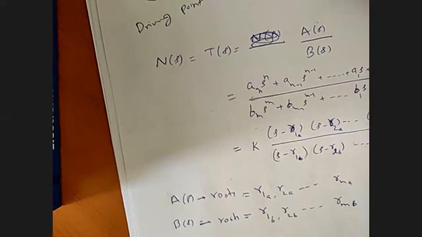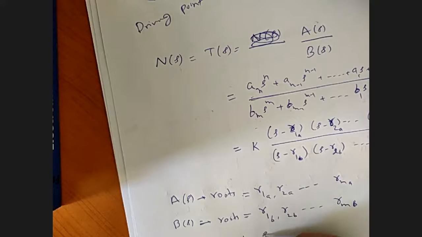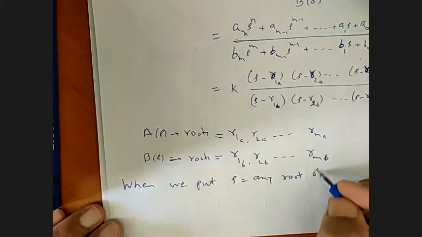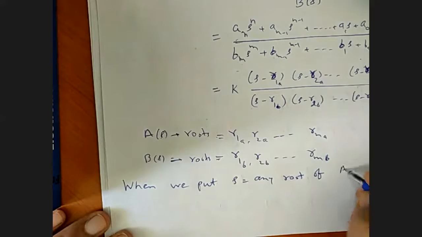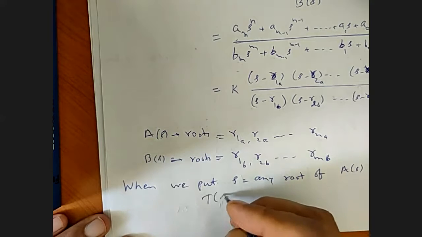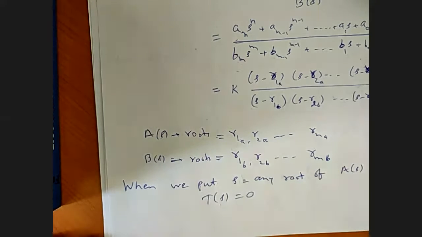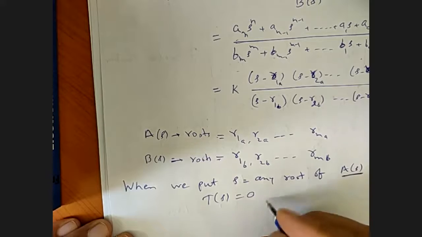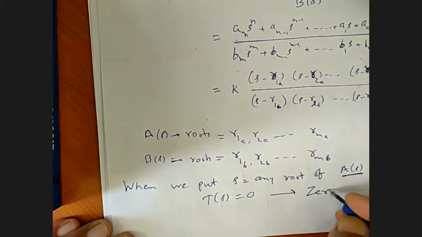Now when we put s equal to any root of A(s), then your T(s) will become 0. That's why the roots of A(s) are known as zeros.